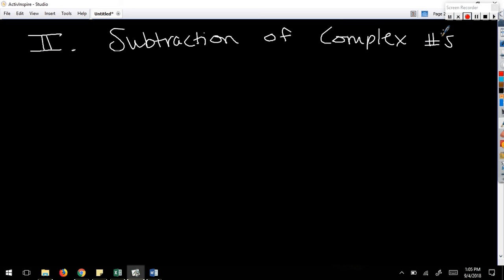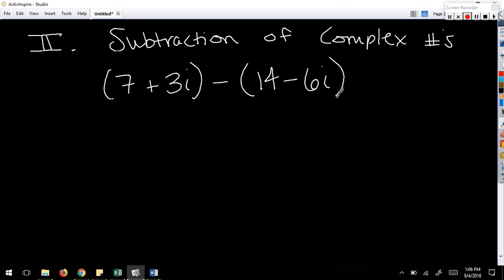Isis, give me a complex number. 7 plus 3i. Justin, give me a complex number with a subtraction in the middle. 14 minus 6i. Why would he do that? I thought I was giving you a long decimal, but then I decided.